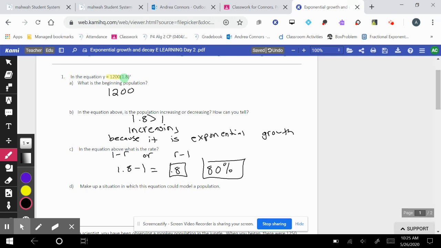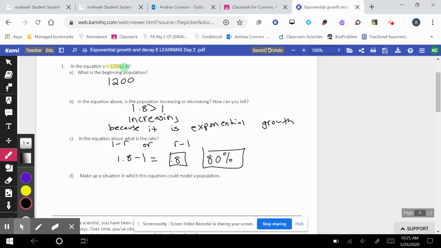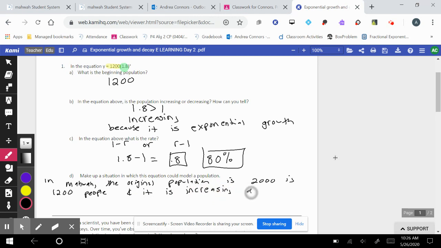Make up a situation in which this equation could model a population. It can be anything you want. In MAWA, the original population in 2000 is 1,200 people, and it is increasing at a rate of 80%. And again, yours does not have to be the same. It just has to have the original population and the rate.